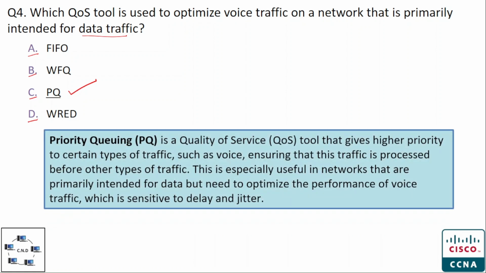So PQ, priority queuing, is a quality of service tool that gives higher priority to certain types of traffic, such as voice, ensuring that this traffic is processed before other types of traffic. This is especially useful in networks that are primarily intended for data but need to optimize the performance of voice traffic, which is sensitive to delay and jitter. So the voice traffic is prioritized because the voice conversation is required in real time. The data, such as email or other types of data, may be delayed, but the voice must be received in real time. Otherwise, the conversation or voice communication doesn't make sense.